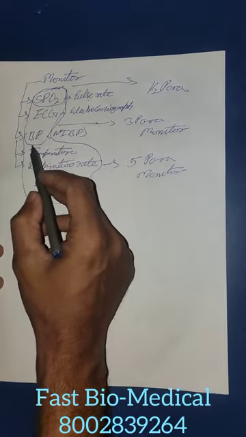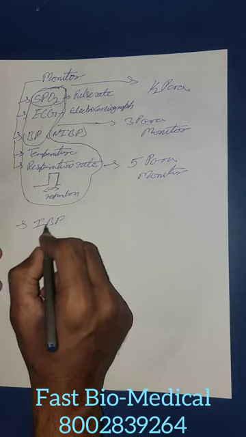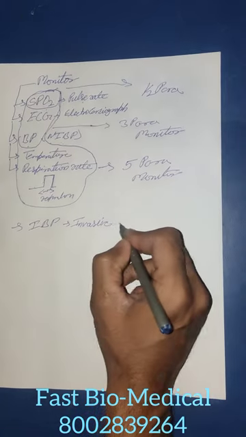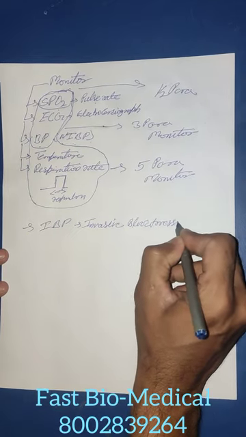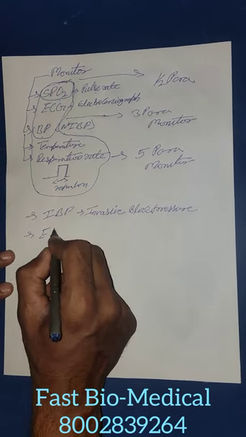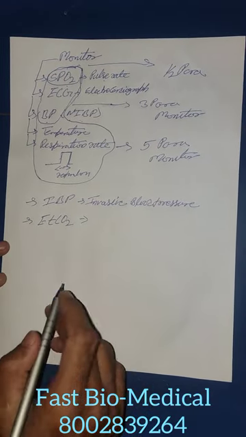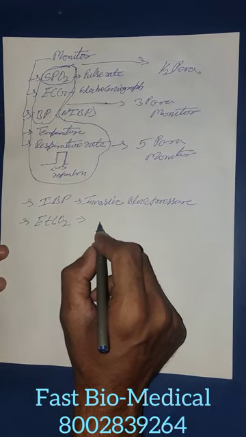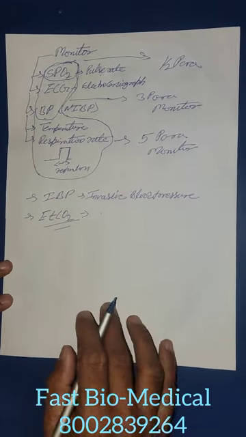IBP: I have already told you that BP is measured in 2 ways, that is non-invasive blood pressure and second, invasive blood pressure measurement. It's measured with a cannula inserted in your blood stream. Invasive blood pressure. And the last one is ETCO2, which is the percentage of CO2 we are exhaling, that is, the percentage of CO2 we are flushing out from our body.